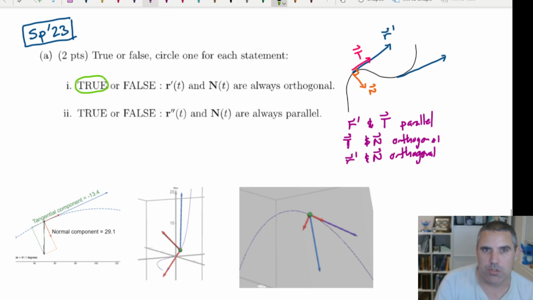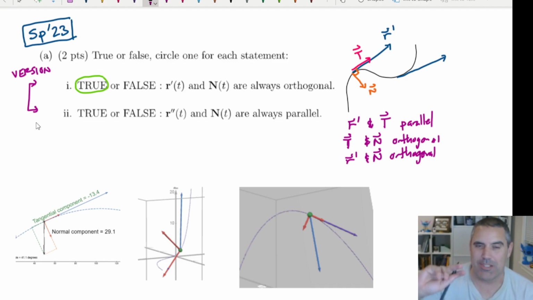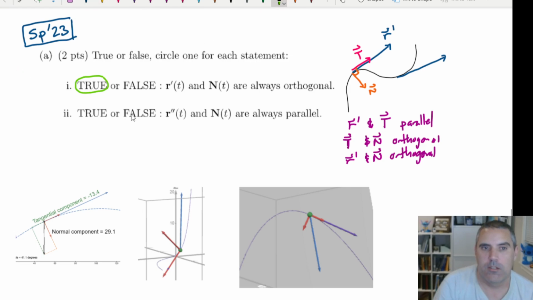Now I think the original question the student was asking was, I had a note next to this that said, in the other version, these were swapped. I had multiple versions of the test. That does not mean the true-false is swapped. It just means the location of those 2 questions was swapped. I made that note because that quarter, I was like, don't come complaining about the true-false. Make sure you look at your version. So I apologize for the confusion on that. So this is true. R prime is always perpendicular to N.